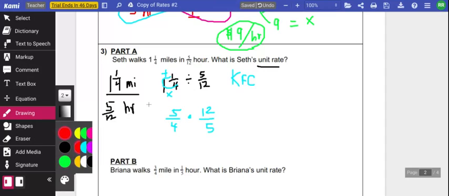Okay, now once I have kept, flipped, and changed, now it's like multiplying fractions. I look and see, can I cross simplify? And I can. Now here, this is not cross multiply, this is cross simplify.